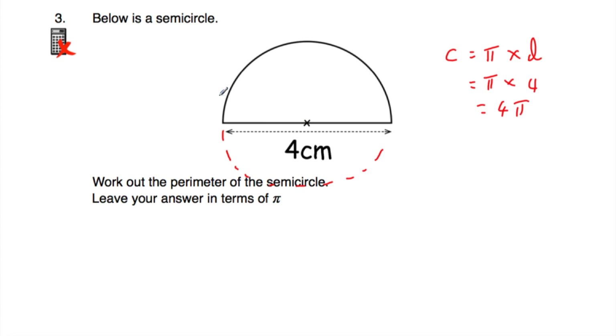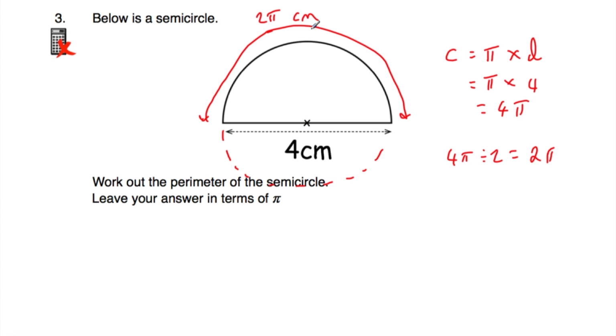Now we want to find just the length of this arc, of the semicircle, so we're going to do 4 pi divided by 2. We're going to half it. And half of 4 pi would be 2 pi. So that means the distance from here around to here, this distance would be 2 pi. So that's 2 pi centimeters.